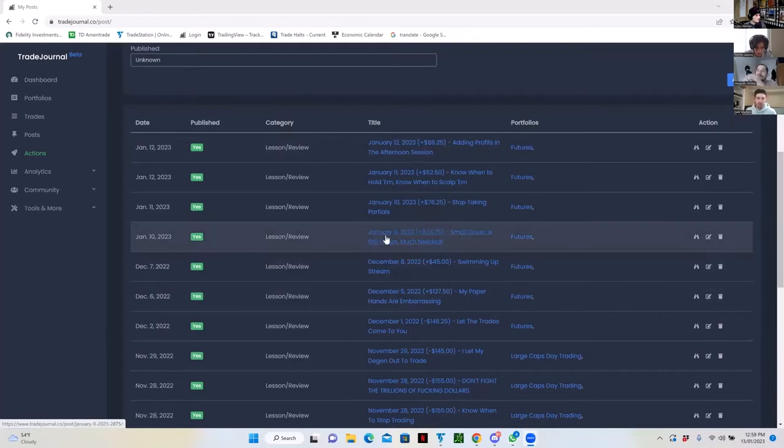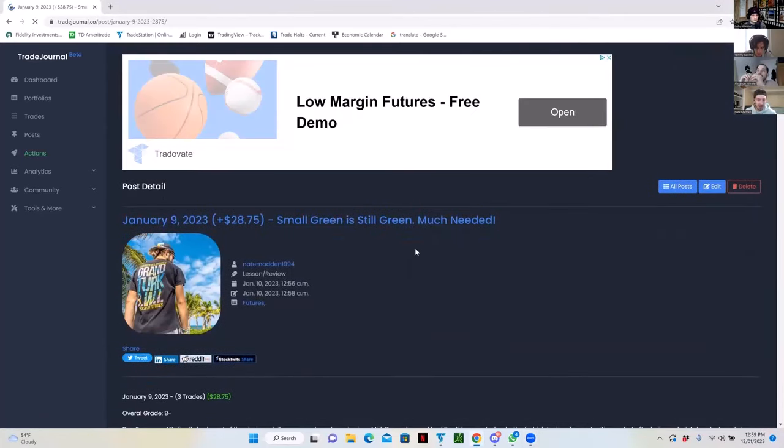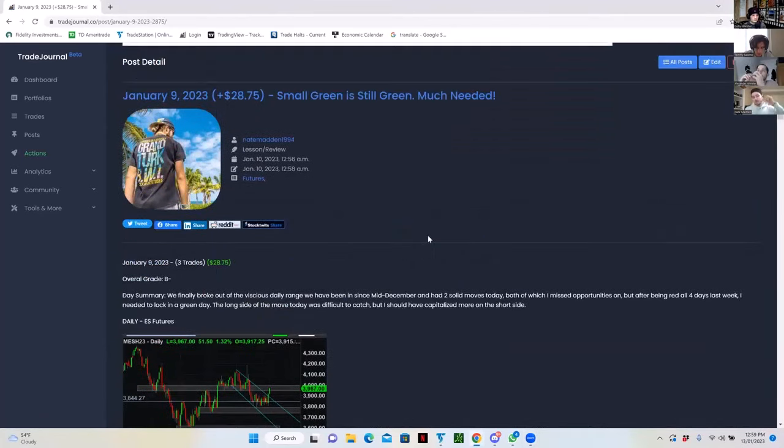So I sized down a little bit and started reviewing. This is Monday. Small green, still green, much needed, obviously. Before we start reviewing these, my biggest focus has been trading less. Colby and I often say that really the SPY presents you 1 to 3 good opportunities a day. So the fewer trades, the better, especially since we're paying commissions now.